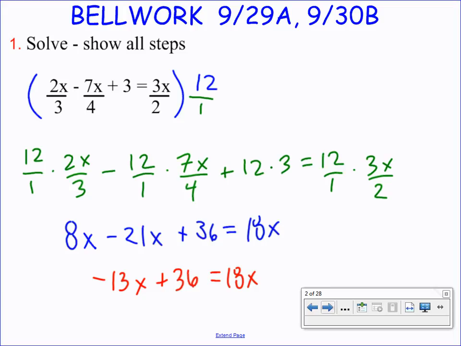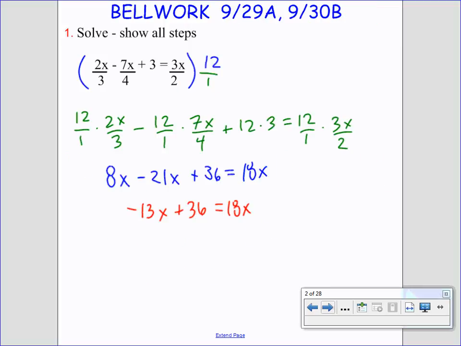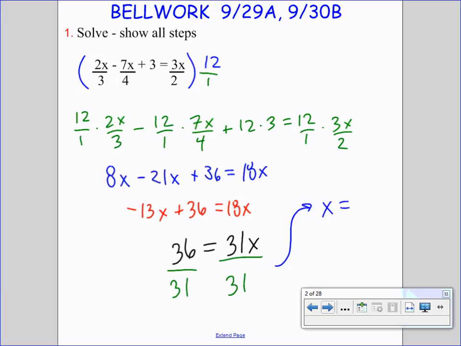And then it looks like you can add 13x to both sides. And I get 18 plus 13 is 31x. And then finish it out by a division. We can divide both sides by 31. So my final answer is x equals 36/31. And go ahead and leave that as an improper fraction. Fully reduced, 31 is prime, and so we won't be able to reduce this fraction and divide out any common factors on top and on bottom.